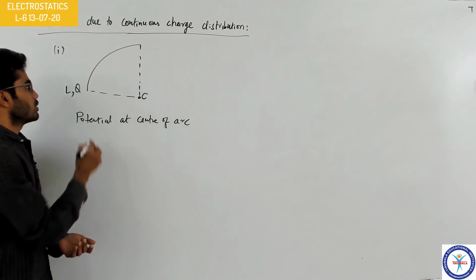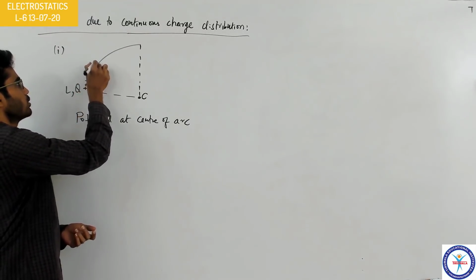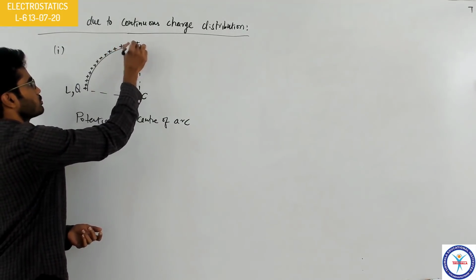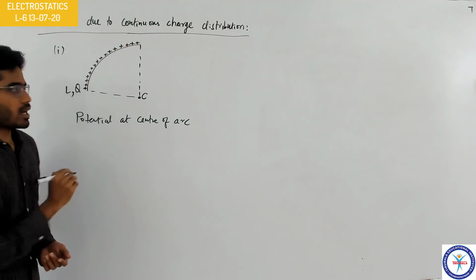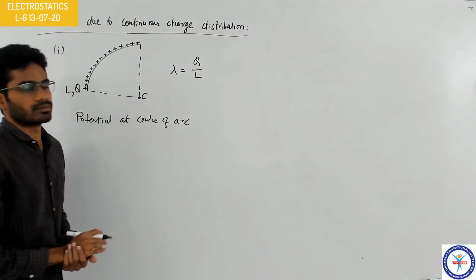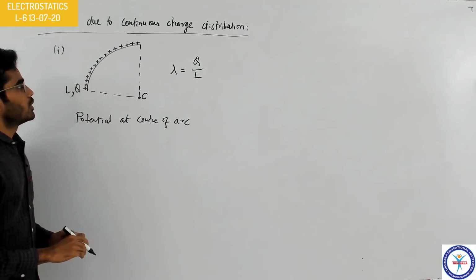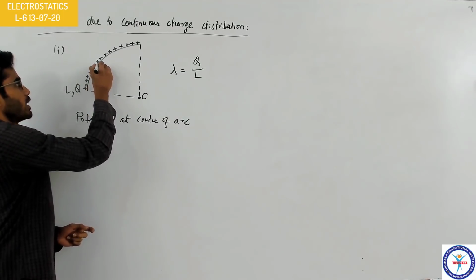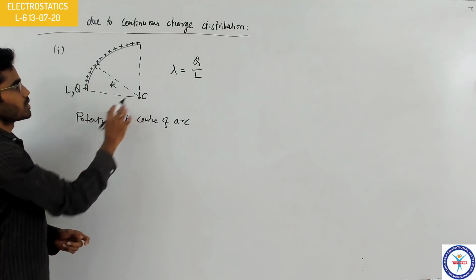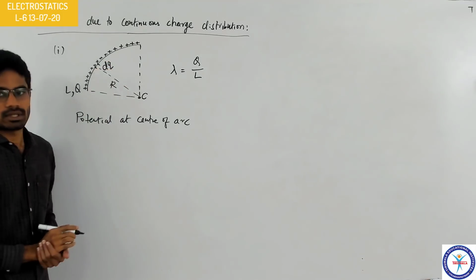So here the charge is uniformly distributed along the curve and the charge per unit length is lambda, which is Q by L, right? Charge per unit length. Now let us consider a small elemental portion. It is also at a distance r from this point. So let us say this has a small charge dq.